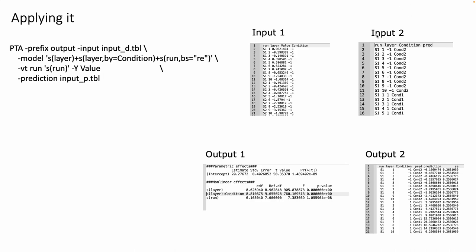What do we want to have? So we use here the runs as a random effect. We are interested in the layer and the condition between the different layers. And basically the output is then for any given run that we assume to be the same, because we model them as random effects, we want to have it as an output.